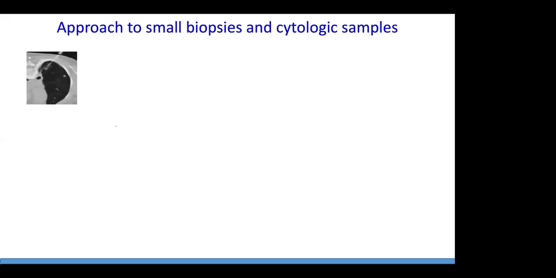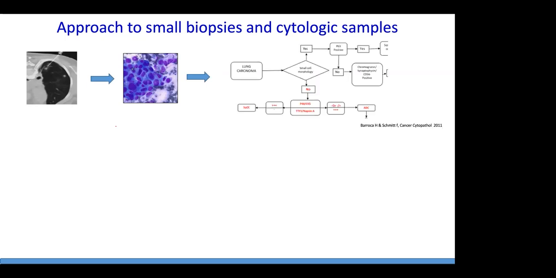What's the role of ancillary techniques? So, a patient with a small lesion in the lung, I have cytology. It's a known small cell lung cancer.